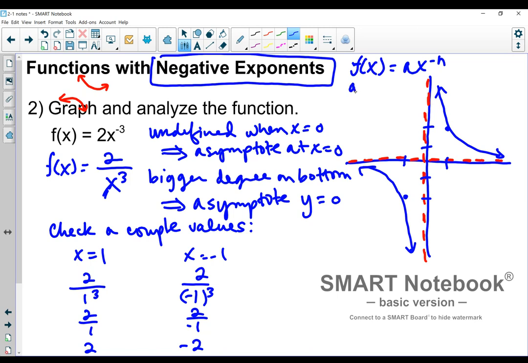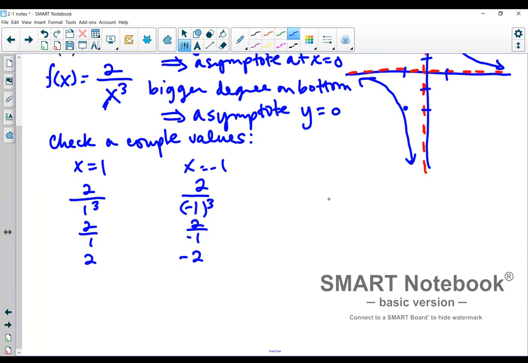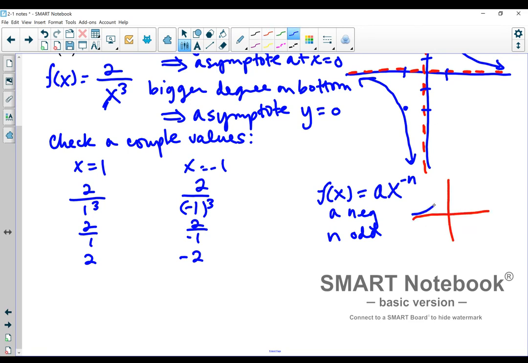Anytime my a is positive and my n is odd, when I have a negative exponent there. Okay? So really quickly, if I have f of x equals a times x to the, I'm trying to use the same letters, -n. If I have a negative and n odd, then now it's going to be in these two quadrants. So it would just change that.